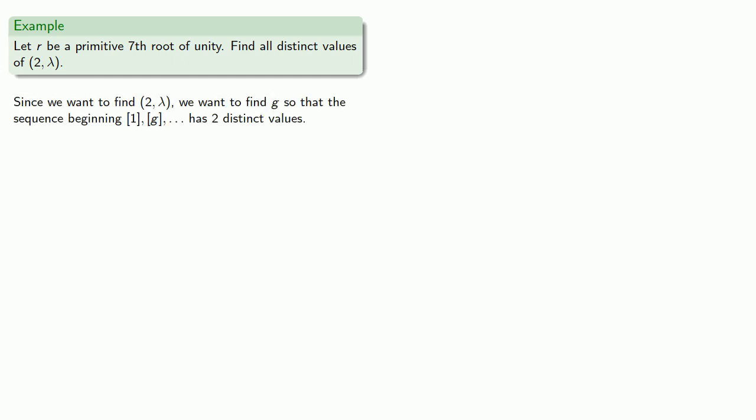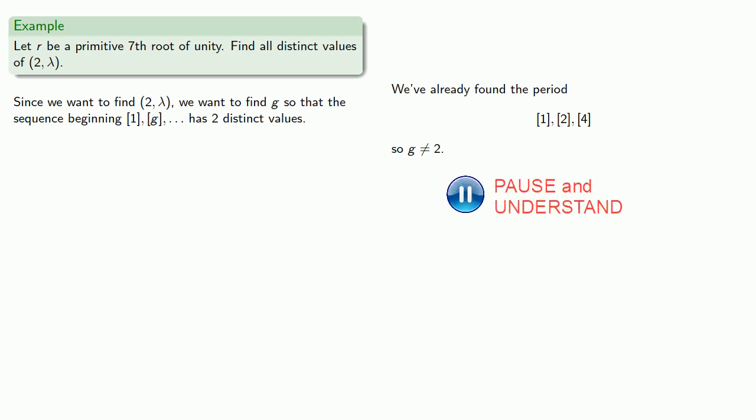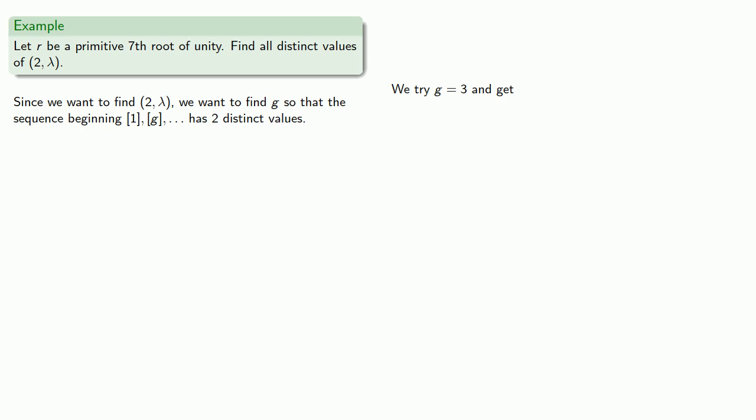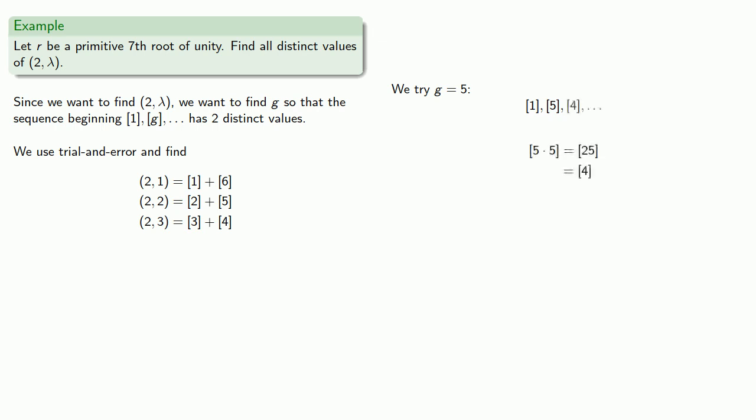Now, since we want to find 2, lambda, we want to find g so that the sequence beginning 1, g has 2 distinct values. Now, we already found the sequence bracket 1, 2, 4, which has more than 2 distinct values, so whatever g is, it's not equal to 2. We might try g equal to 3, and our sequence begins 1, 3, 3 times 3, well that's 9, which reduces down to 2, and we already have too many values. If we try g equals 4, the first two terms in our sequence are 1, 4, then 4 times 4, that's 16, which reduces down to 2, and again, we already have 3 values, which is too many. We try 5, and fail.